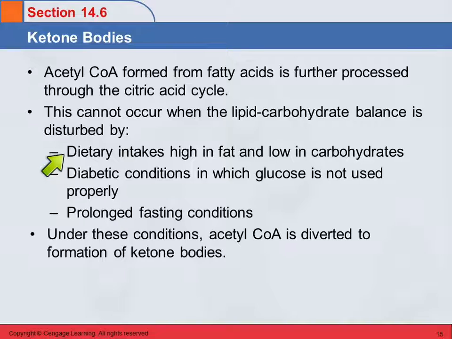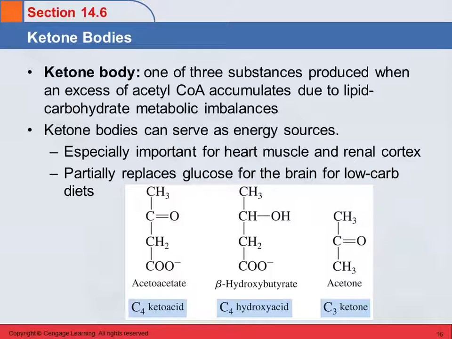If your dietary intake is high in fat and low in carbohydrates, the acetyl-CoA is not going to be able to be used in the citric acid cycle. If you have a diabetic condition where the glucose is not being used like it is supposed to be, you can have this happen. Or under prolonged fasting conditions, and that would include starvation. Under these conditions, the acetyl-CoA is still used, but now it's diverted to formation of ketone bodies. So what are ketone bodies? Well, these are the 3 ketone bodies. There's acetone, beta-hydroxybutyrate, and acetoacetate.